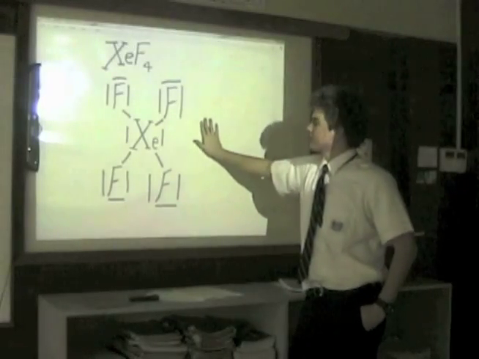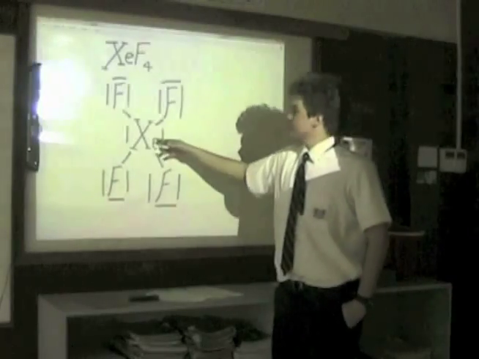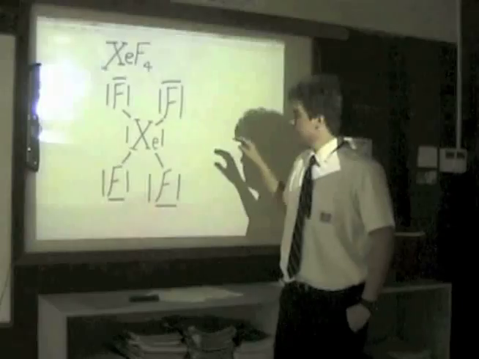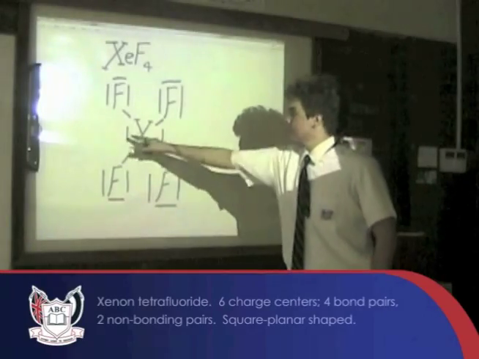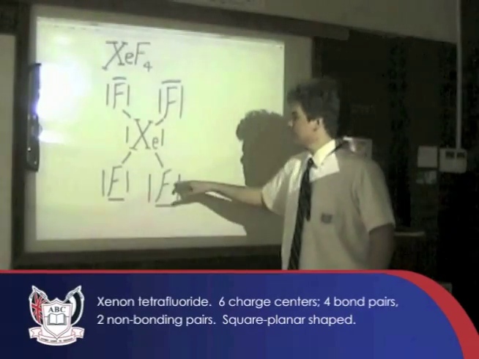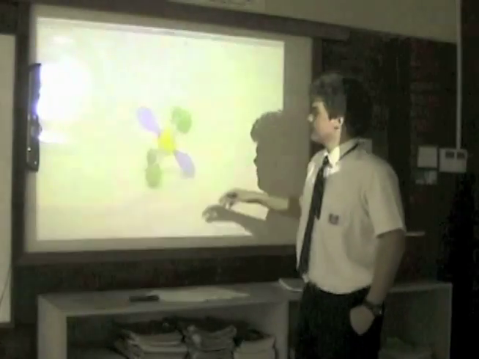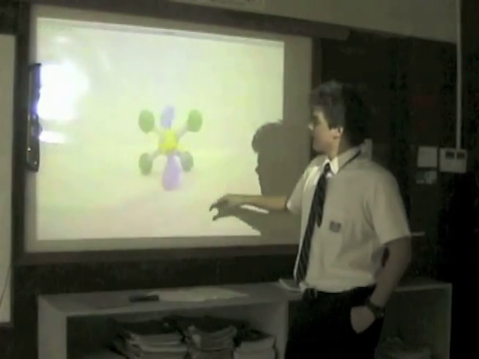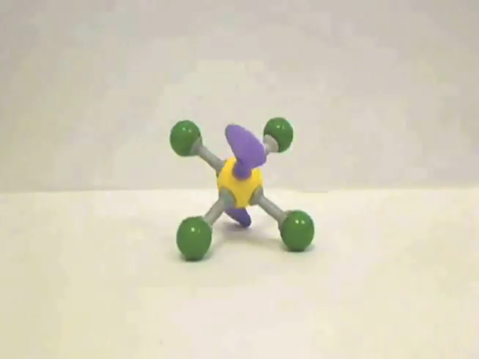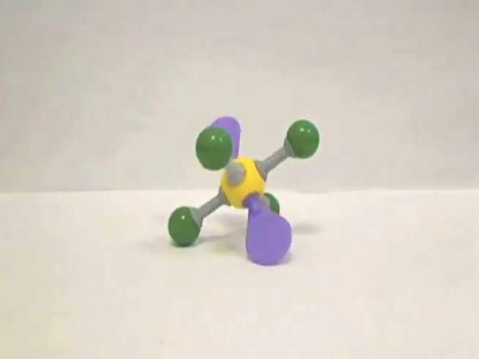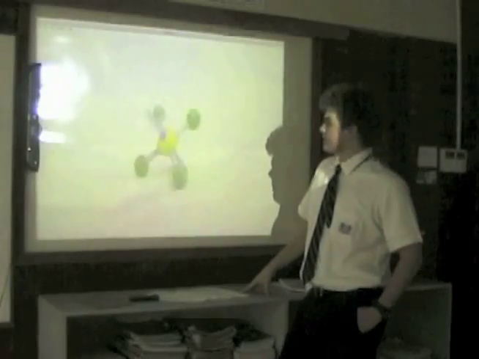This is my molecule. It's xenon tetrafluoride. As you can see, it's got 1 xenon with 4 single bonded fluorines. It has 6 charge centers with 2 non-bonding pairs and 4 bonded pairs. The shape of the charge centers is octahedral. However, the shape of the molecule is square planar. It has bond angles of 90 degrees. It is d2sp3 hybridized.